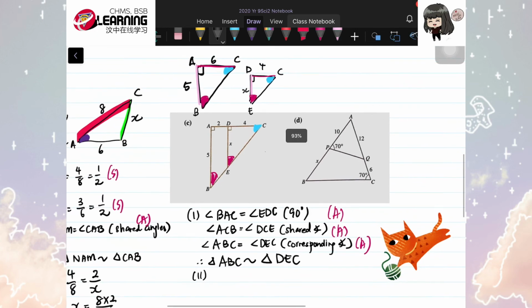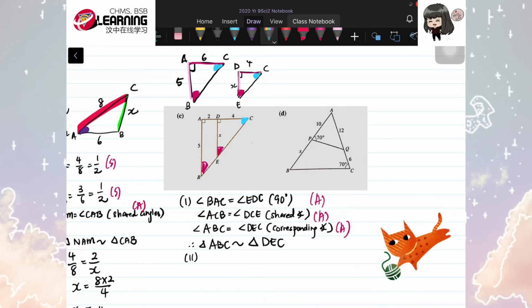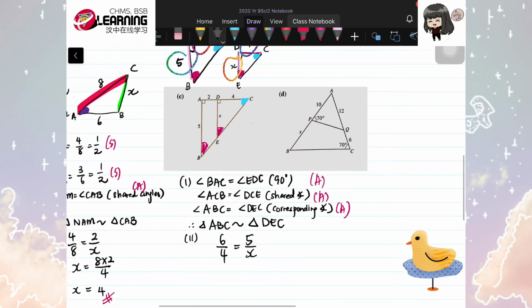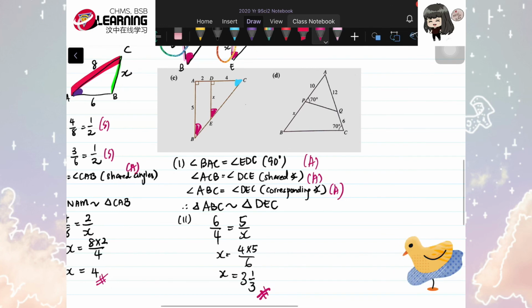So part 2, find x. We compare using the same method, it's the same thing. We compare 6 and 4, the ratio 6 with 4, and also 5 over x. So 6 over 4, the left one with the right one, equals to the left one, which is 5 over x. Cross multiply: 4 times 5 over 6 is equal to 1 over 3 centimeter. Done.